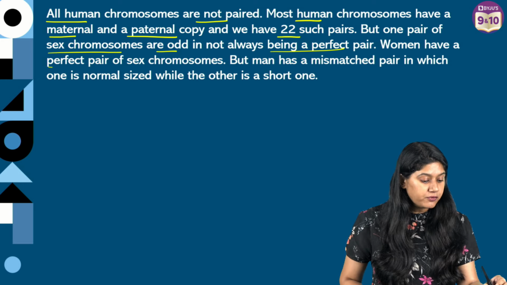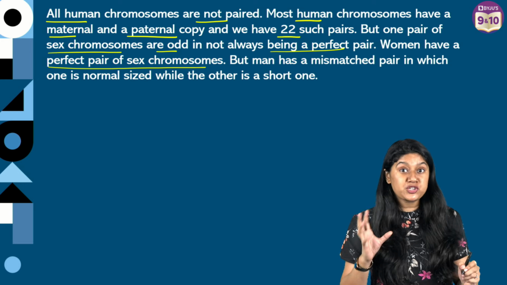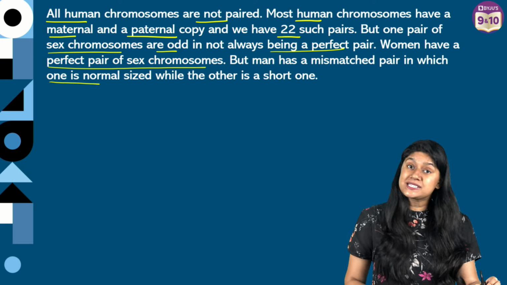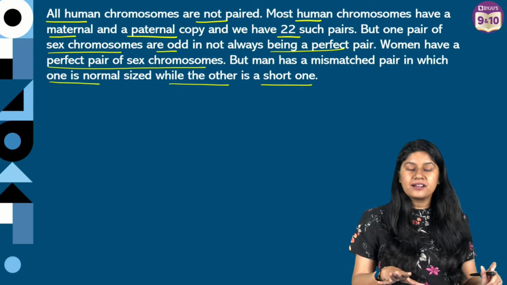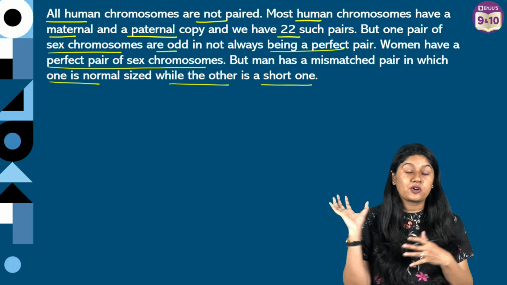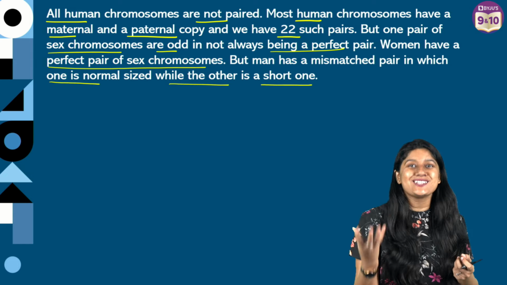Women have a perfect pair of sex chromosomes, but men have a mismatched pair in which one is a normal-sized chromosome while the other is shorter. So now, in this case-based study question, this particular paragraph is talking about the number of chromosomes and the size of the chromosomes.